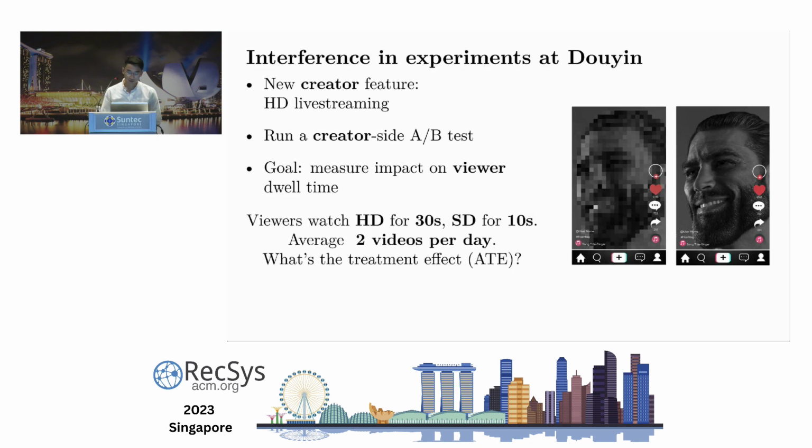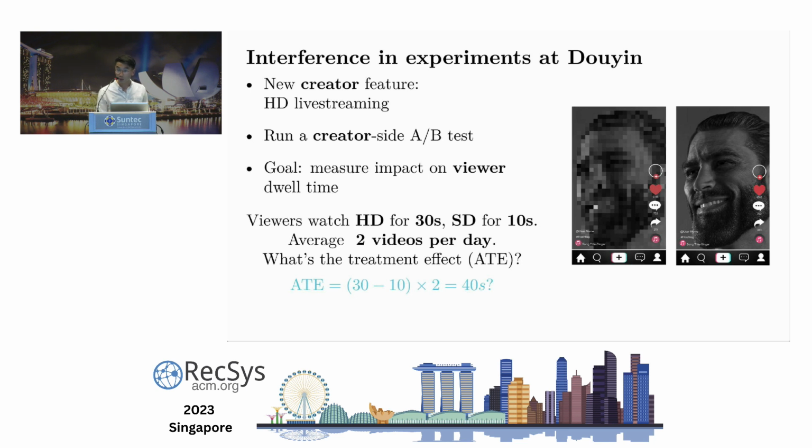Now let me pose a question. Suppose that viewers watch HD videos for 30 seconds, and they watch standard definition videos for 10 seconds each. On average, in the experiment, they watch 2 videos per day. So what, in this case, is the average treatment effect? If we think about this naively, the first thing you might think is, well, there's a 20-second effect per video. There are 2 videos per user. So on average, each user is seeing an increase of (30 minus 10) times 2 equals 40 seconds in their total watch time.